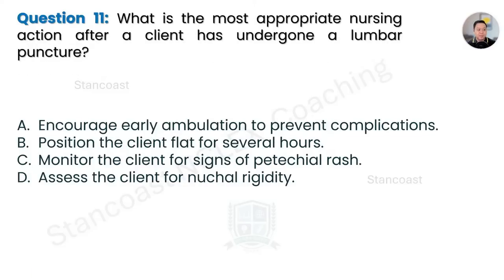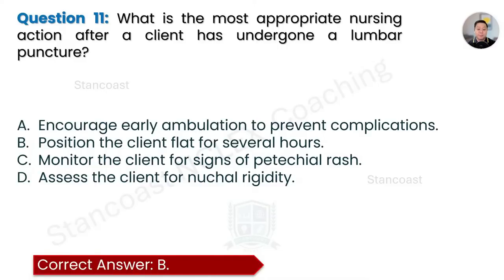Number 11. What is the most appropriate nursing action after a client has undergone a lumbar puncture? A, encourage early ambulation to prevent complications. B, position the client flat for several hours. C, monitor the client for signs of petechial rash. And D, assess the client for nuchal rigidity. The answer here is letter B.